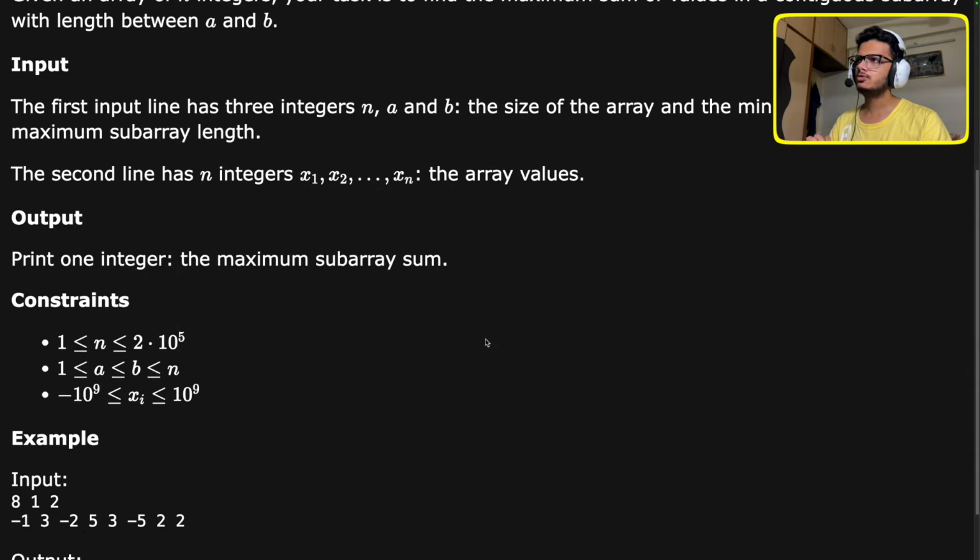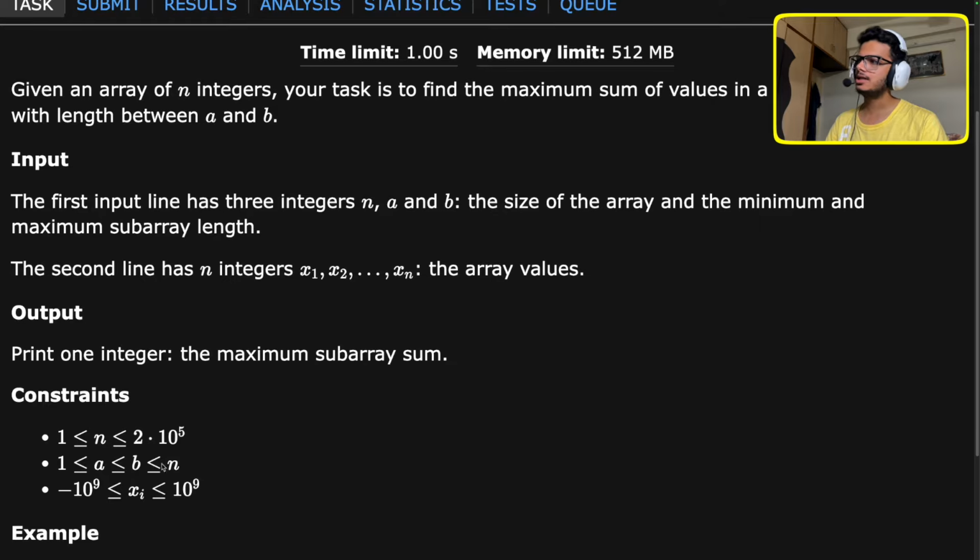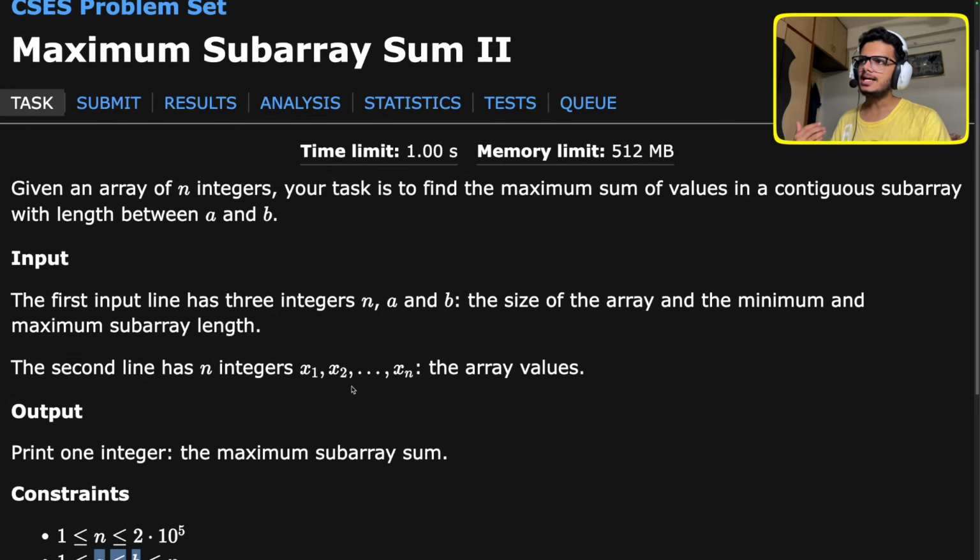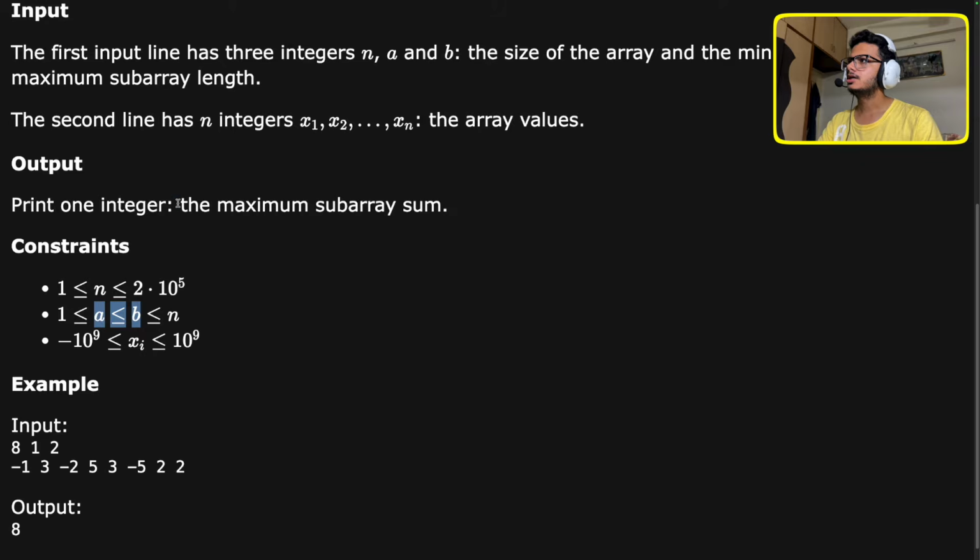So what we have to do is find all the subarrays with length between a and b, where a is less than or equal to b, and you tell me the subarray sum which is maximum among these. You find the sum of all the subarrays which have length between a and b, and you return me the maximum sum among them. And print one integer in the output, the maximum subarray sum.